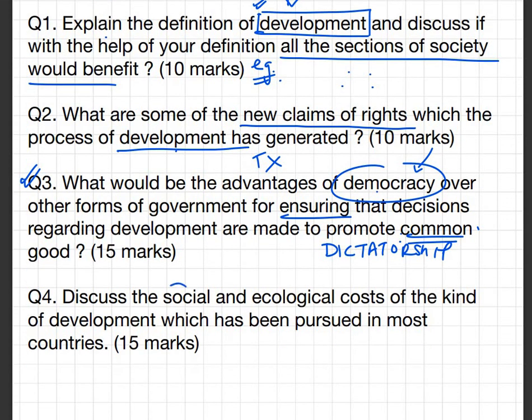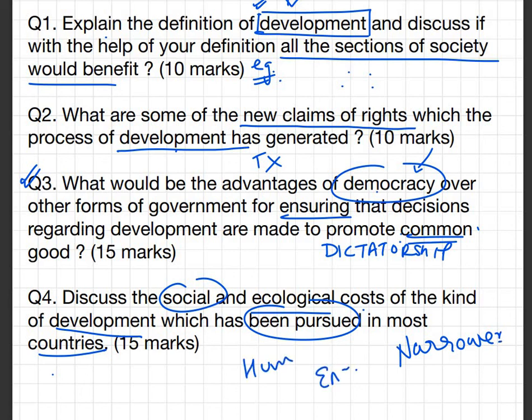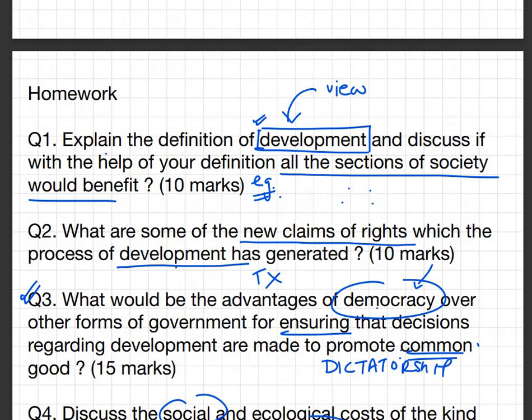Question number 4, discuss the social and ecological cost of the kind of development which has been pursued in most countries. In countries, a narrower definition of development has been followed, and because of it humans have suffered, the environment has suffered. So you will give examples of that. ठीक है, आप इसमें examples दोगे कि क्या क्या हुआ है. Tsunami you can mention, global warming you can mention, right? Then poverty you can mention, inequality you can mention. All right, so this is how you have to frame your answer.